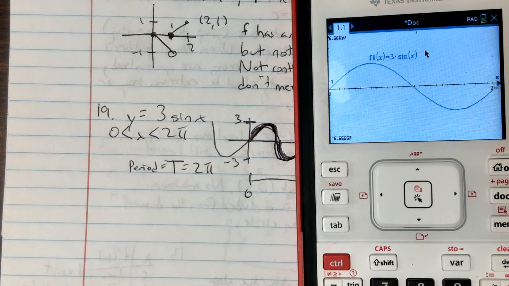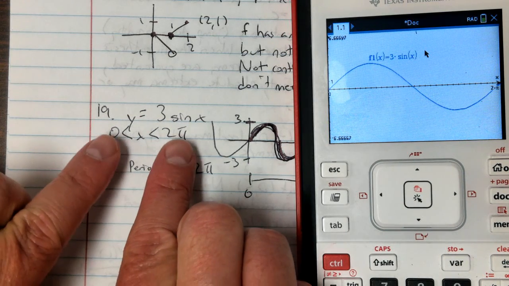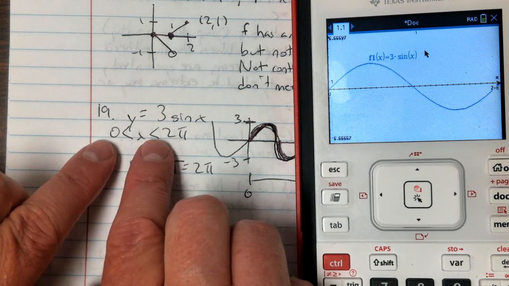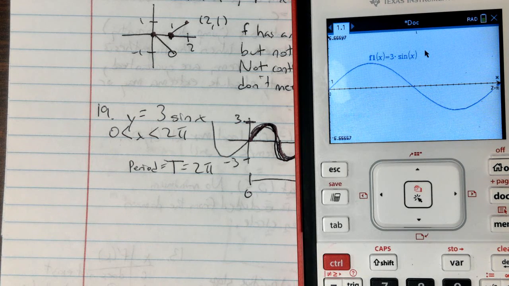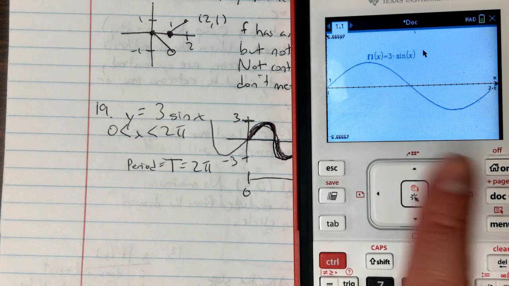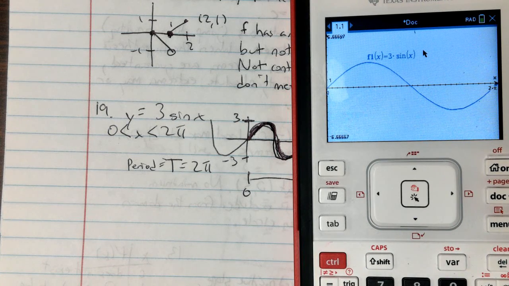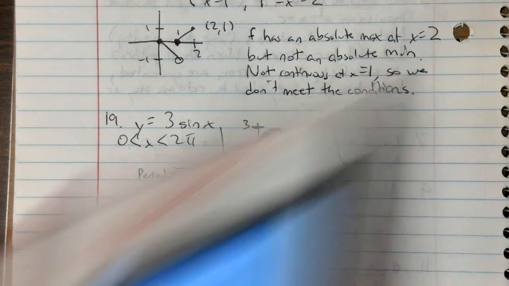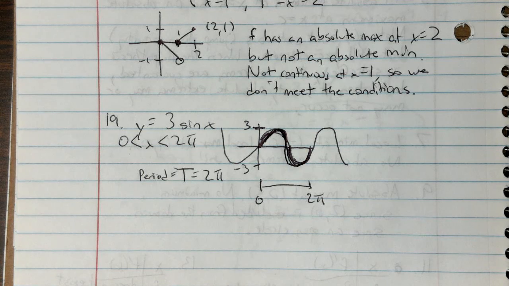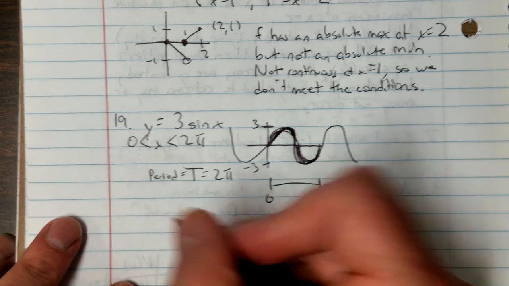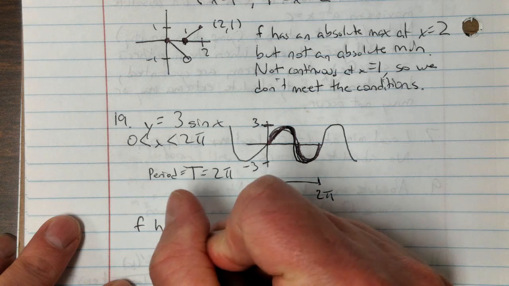0 to 2 pi. So if it only has one condition, it's not a piecewise, but you could just set your window appropriately. So that's what we're looking at, and this is the max, that's the min. Okay, so f has an absolute max.